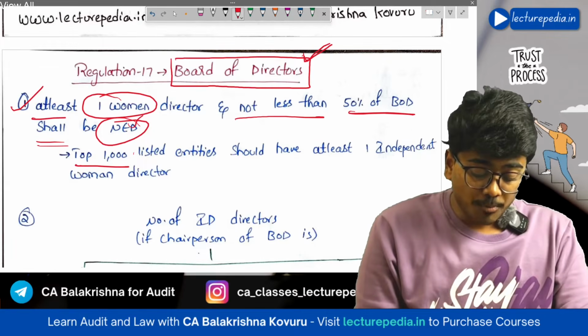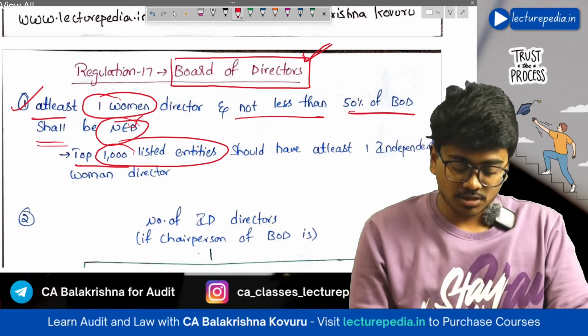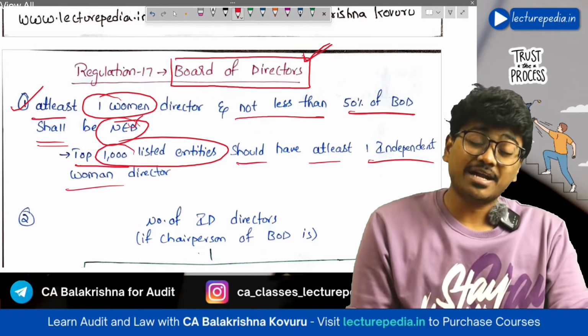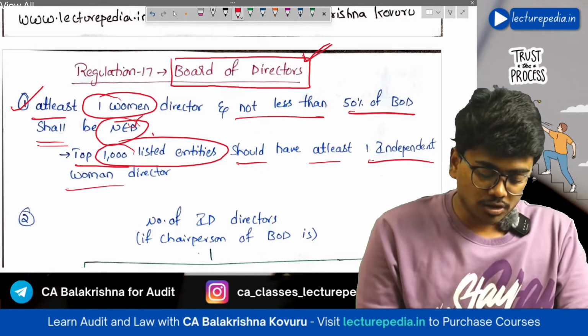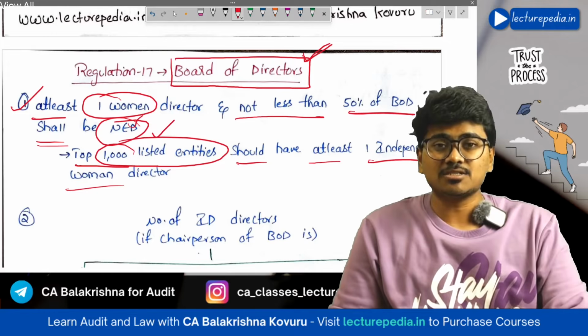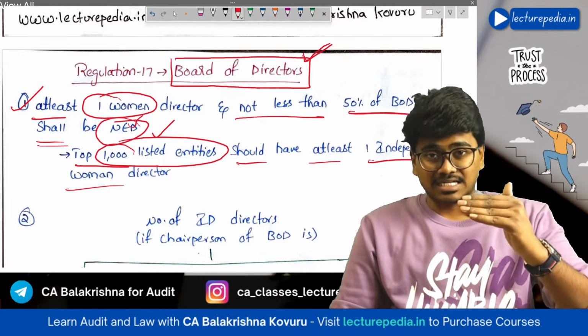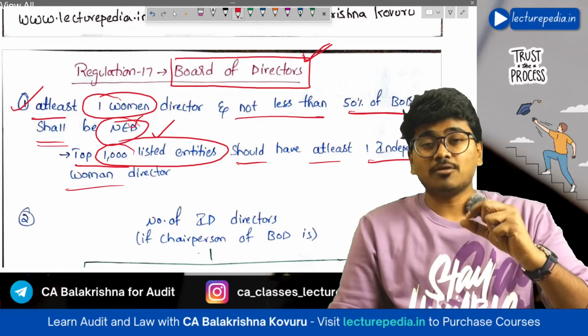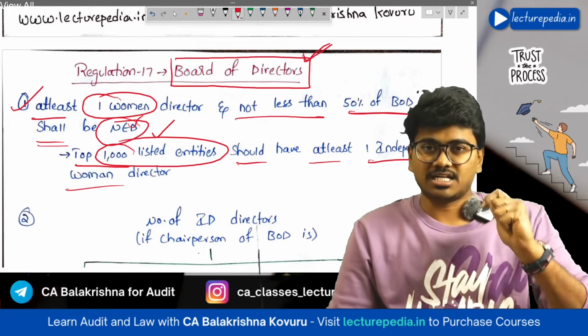And the top 1000 listed entities should have at least one independent woman director. Now, top 1000 listed entities means you have to calculate this on the basis of market value of share capital.